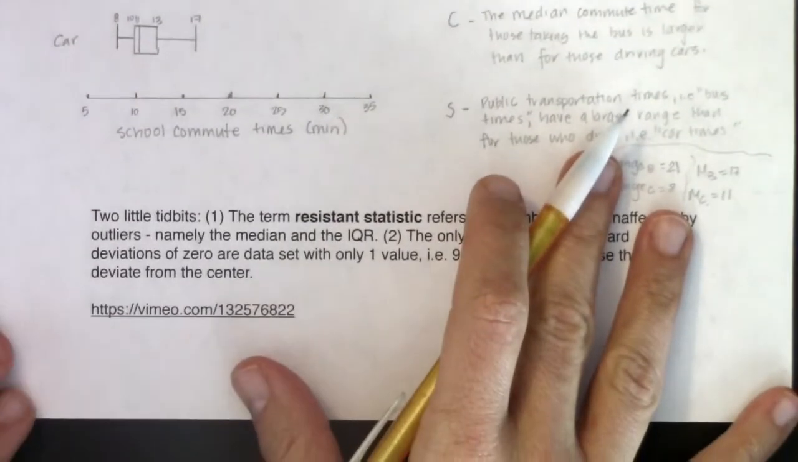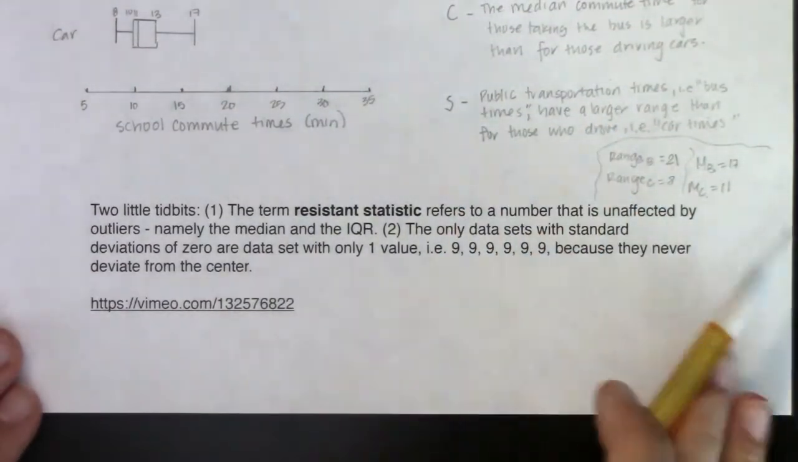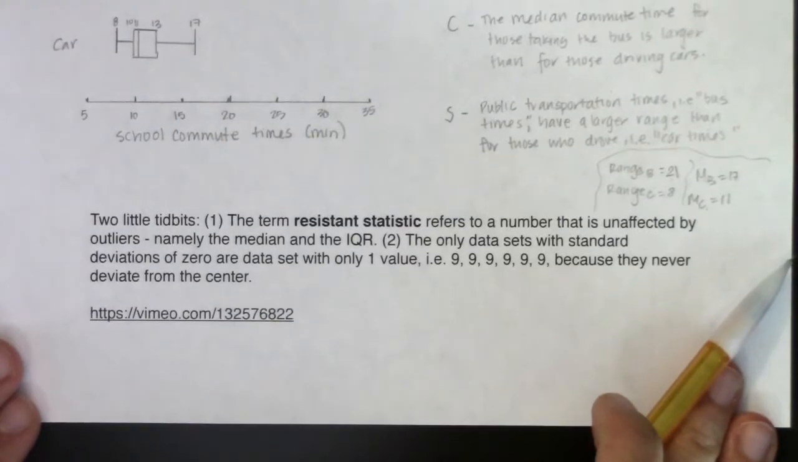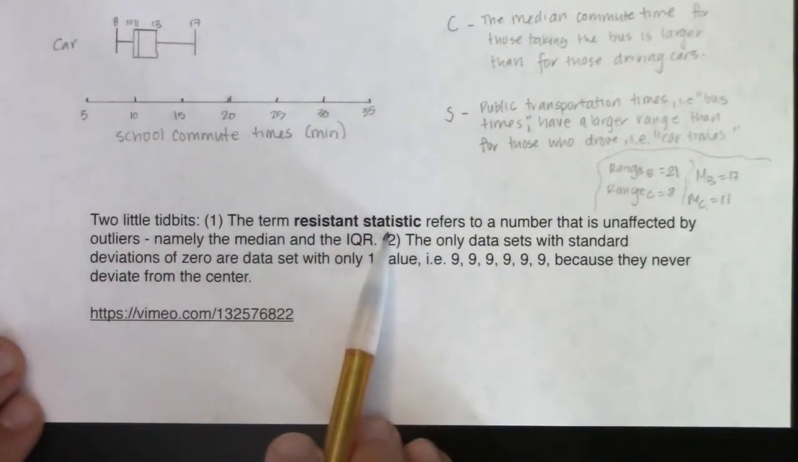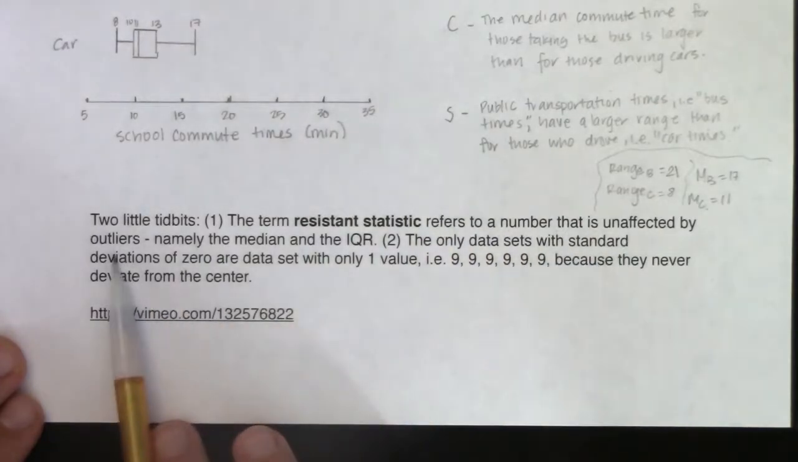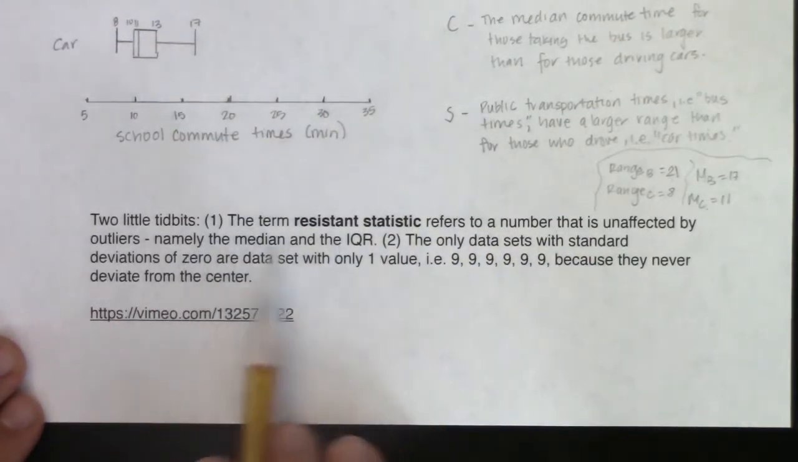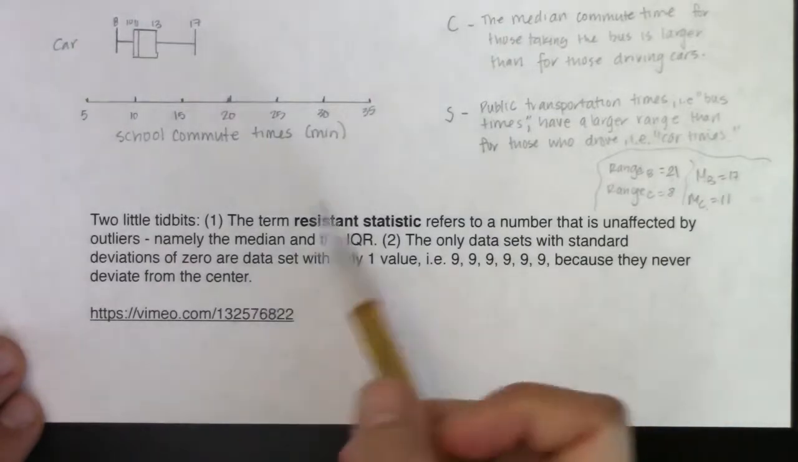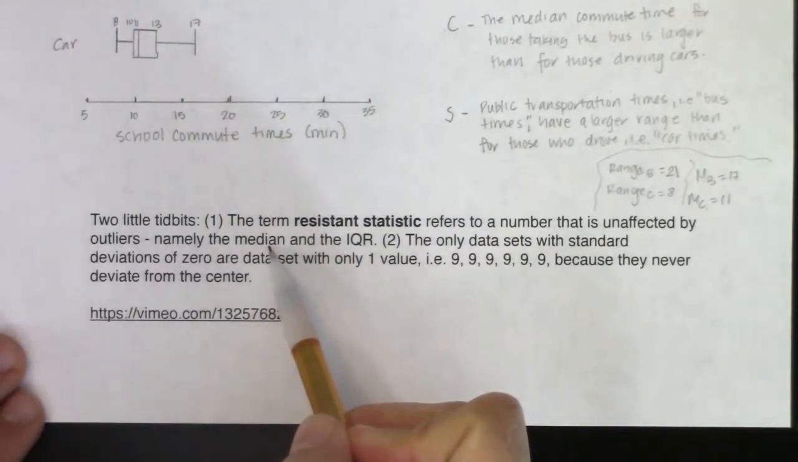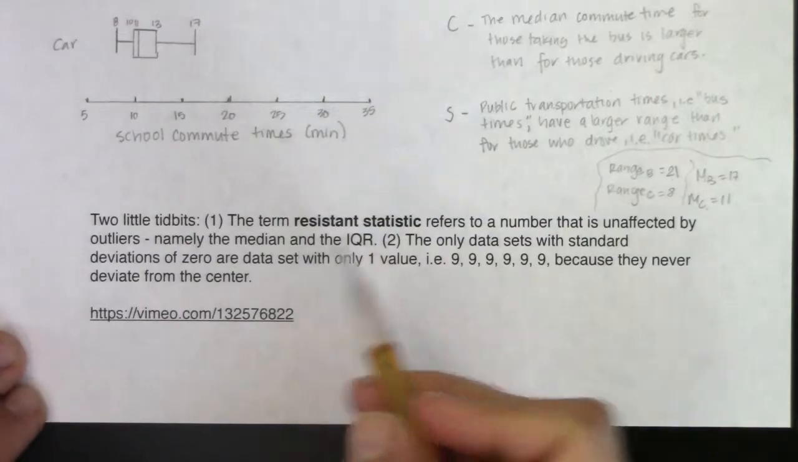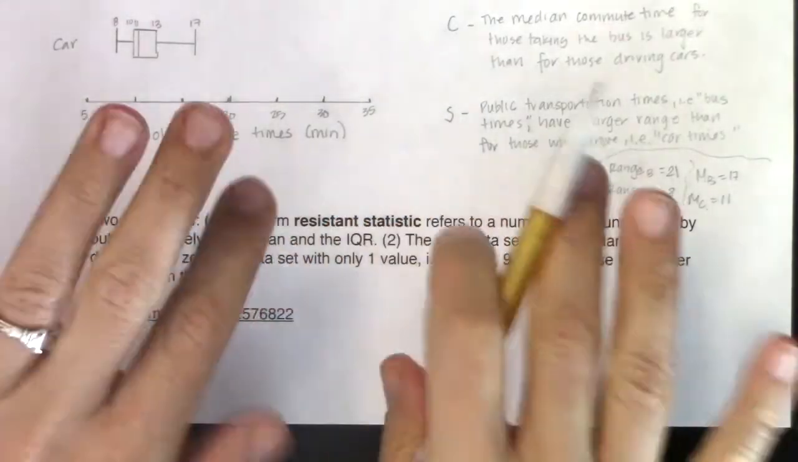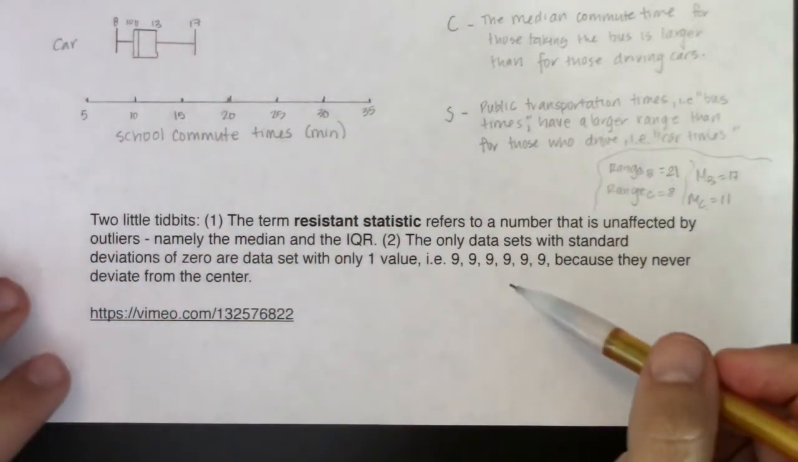All right, so two little tidbits. I've mentioned this throughout the chapter, but it's good to get it officially down. So the term resistance statistic refers to a number that is unaffected by outliers. And the two that we have are the median and the IQR. The median is unaffected by outliers because this is your middle number. And the IQR is unaffected by outliers because it is the middle 50% of your data. And anything happening in the middle is not affected by what's happening on the outside.